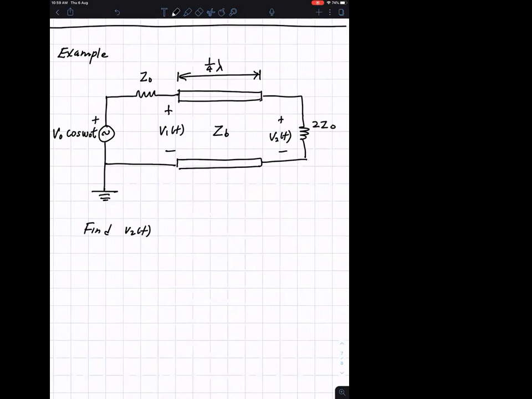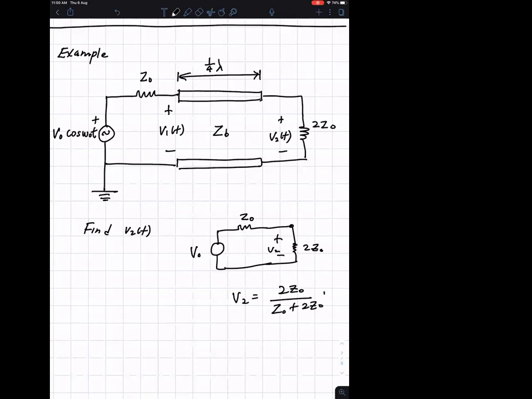If this was a regular AC circuit, then you would say, okay, this is Z naught, this is 2 Z naught, and this is the voltage V naught. This is a low frequency circuit, then say no problem. V2 is 2 Z naught over Z naught plus 2 Z naught multiplied by V naught. That's quite easy, isn't it?